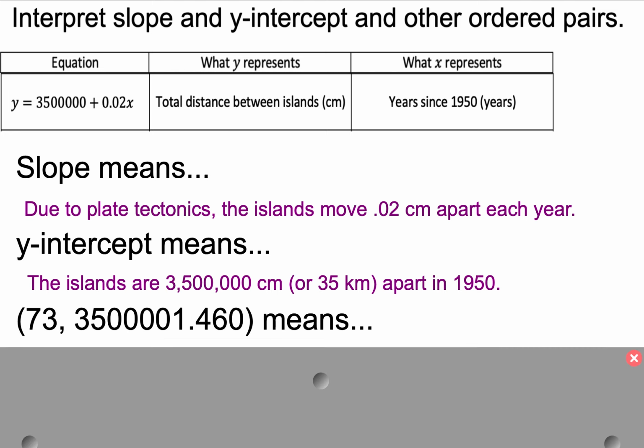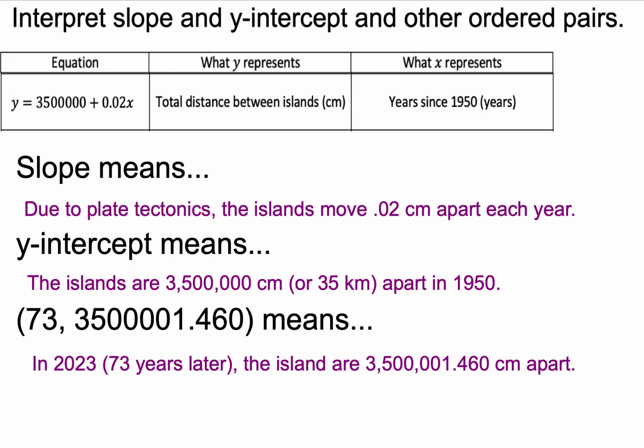And what does the point 73, 3,501,460 mean? It means that in 2023, which is 73 years later, the islands are 3,501,460 centimeters apart. They're not moving very fast.